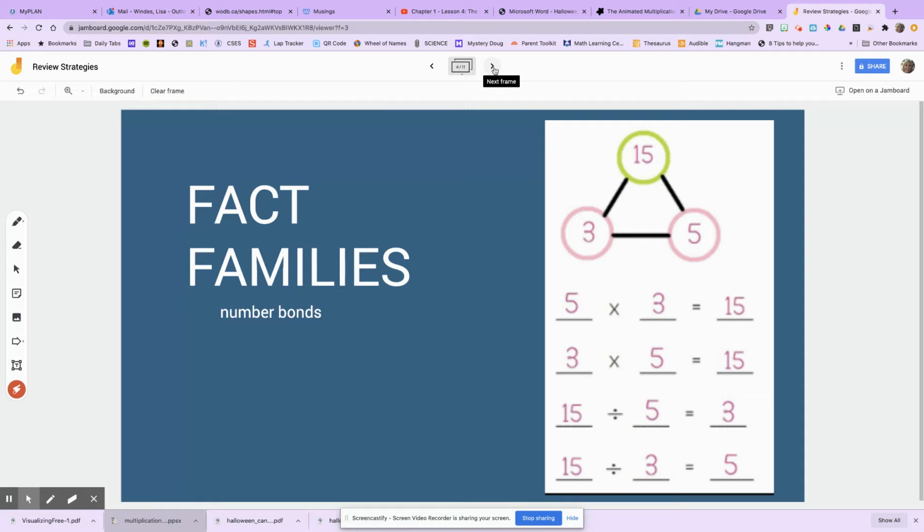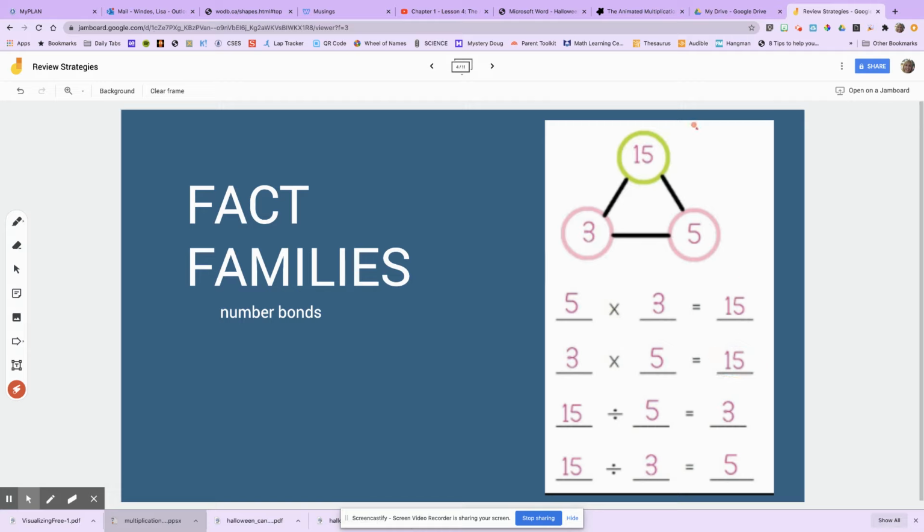Okay, now we're going to be looking at number 3, okay? And we're talking about fact families here. So when we use our fact families, and occasionally they are also called number bonds, we have 15 for our total, for our product, and 3 and 5 are our factors. So we can use multiplication and division. So we're looking at the multiplication, 5 times 3 makes a total of 15. I can turn that around and say that 3 times 5 is also 15.